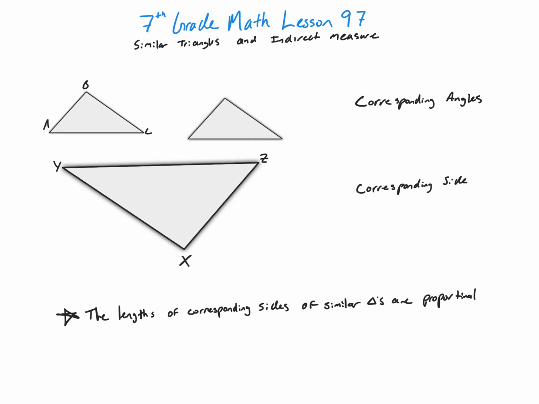Hey, 7th grade, this is lesson 97. We're talking about similar triangles and indirect measurement.